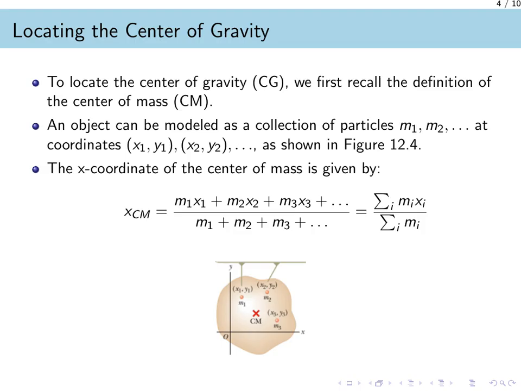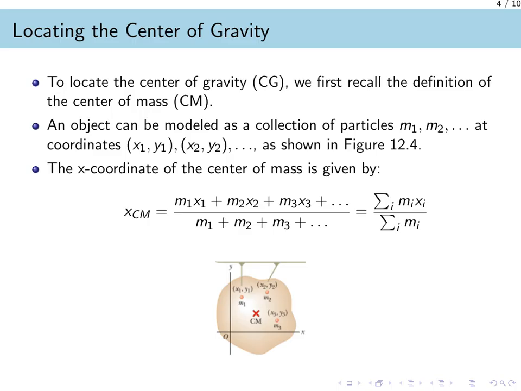To find an object's center of gravity, we first need to recall a related concept: the center of mass. We can think of any extended object, like the one shown in the diagram, as being made up of many individual particles. Each of these particles has its own mass, which we can label m1, m2, and so on, and each is located at a specific set of coordinates. The center of mass is the average position of all the mass in the object.